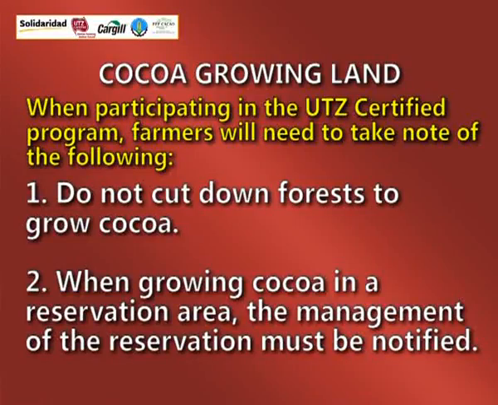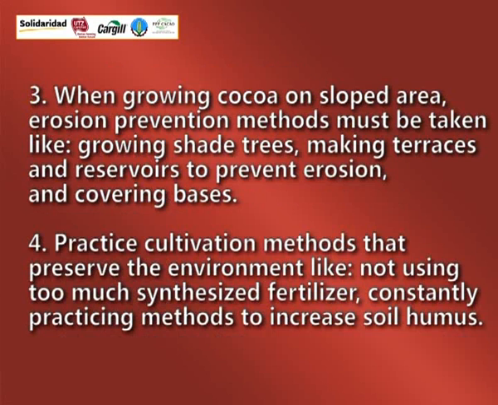When participating in a UTZ certified program, farmers will need to take note of the following. 1. Do not cut down forests to grow cocoa. 2. When growing cocoa in a reservation area, the management of the reservation must be notified. 3. When growing cocoa on a sloped area, erosion prevention methods must be taken, like growing shade trees, making terraces and reservoirs to prevent erosion, and covering bases. 4. Practice cultivation methods that preserve the environment, like not using too much synthesized fertilizer and constantly practicing methods to increase soil humus.